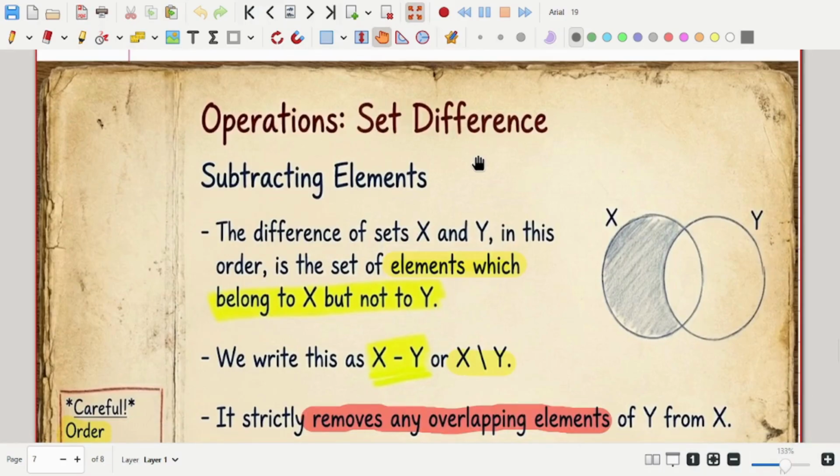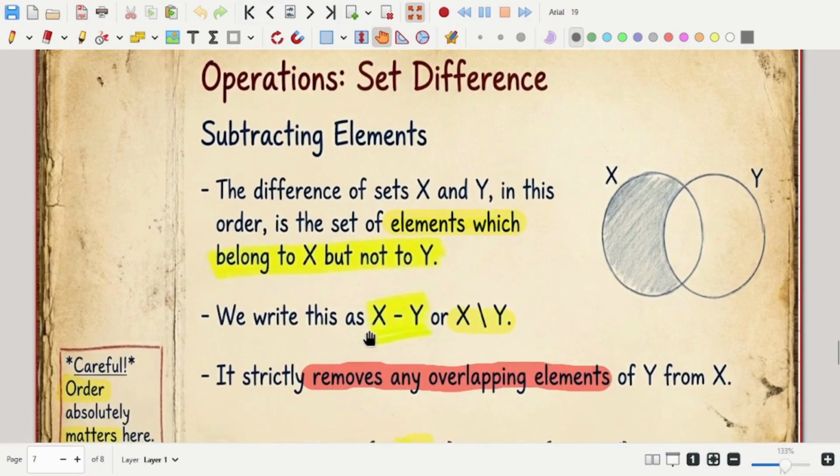Set difference means subtracting the elements. The difference of sets X and Y in this order is the set of elements which belong to X but not in Y. That means it indicates these shaded regions, only the elements of X and not the elements of Y, and it is written as X minus Y or X backward slash Y. Remember that it strictly removes any overlapping element of Y from X.